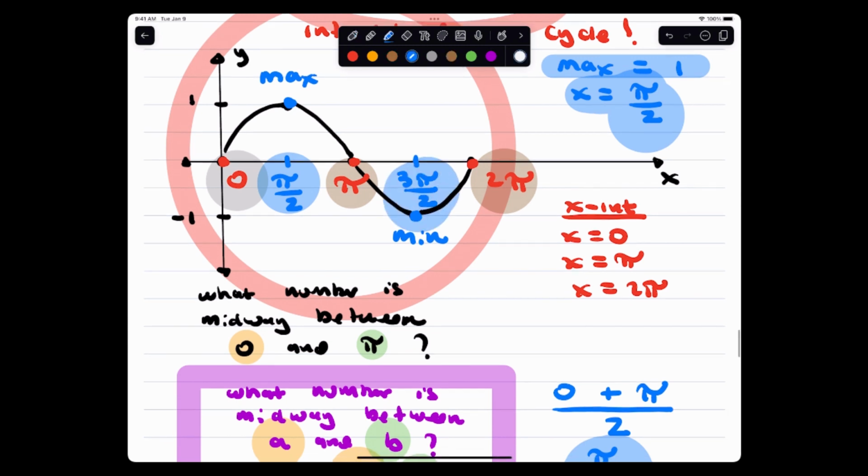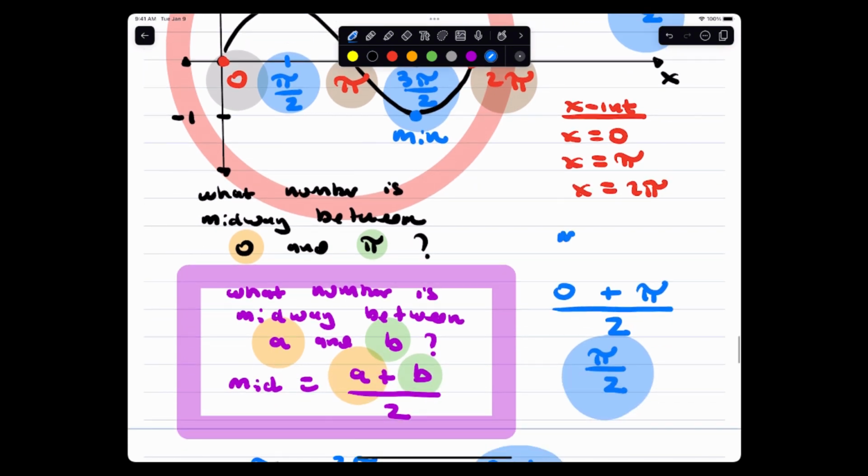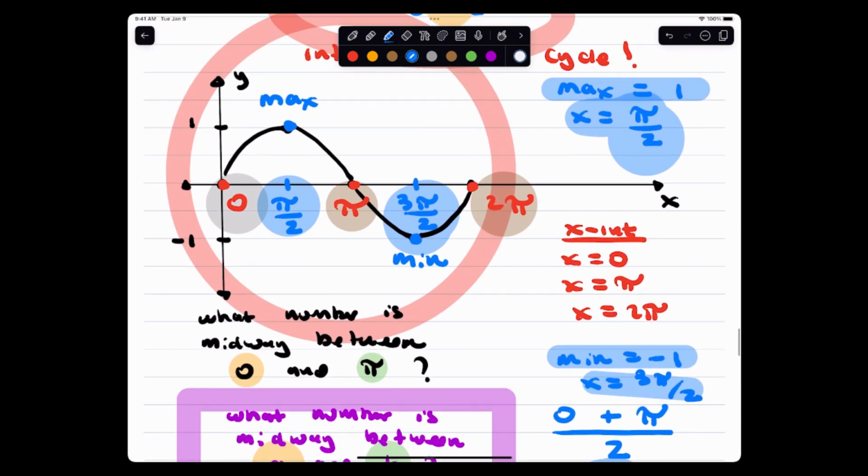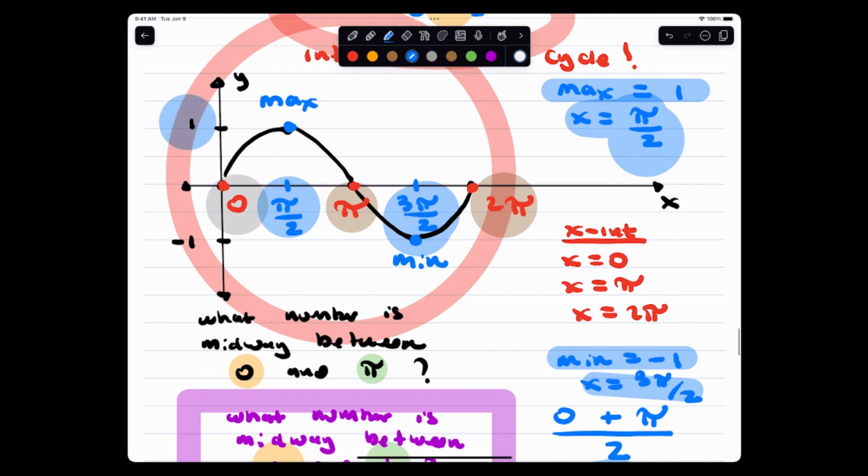So you say, Mr. Judge, what does that mean? Well, the minimum value is negative 1, and it happens for x being 3 pi over 2. That's what this means. So here's what you guys get. Max is 1, min is negative 1. And that's kind of what they're going to look for. These are the essential questions they're going to ask you.